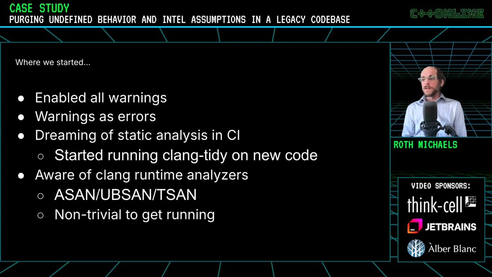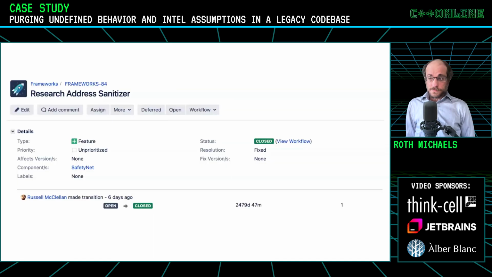And we were dreaming of running static analysis in CI. At some point, we started using clang tidy on new code. And then we were aware of the Clang runtime sanitizers, asan, ubsan, tsan. We didn't feel like it was trivial to get running, and so we weren't really making use of those at first. But at the end of our story, you'll see that we are.